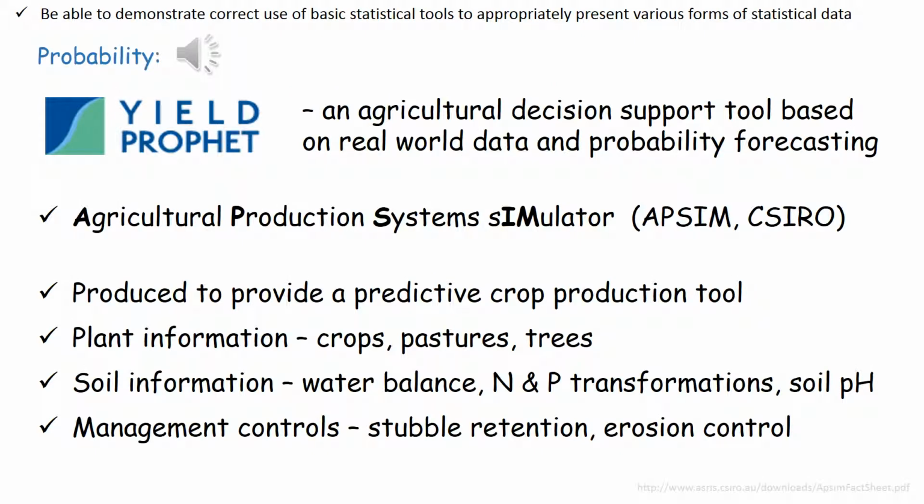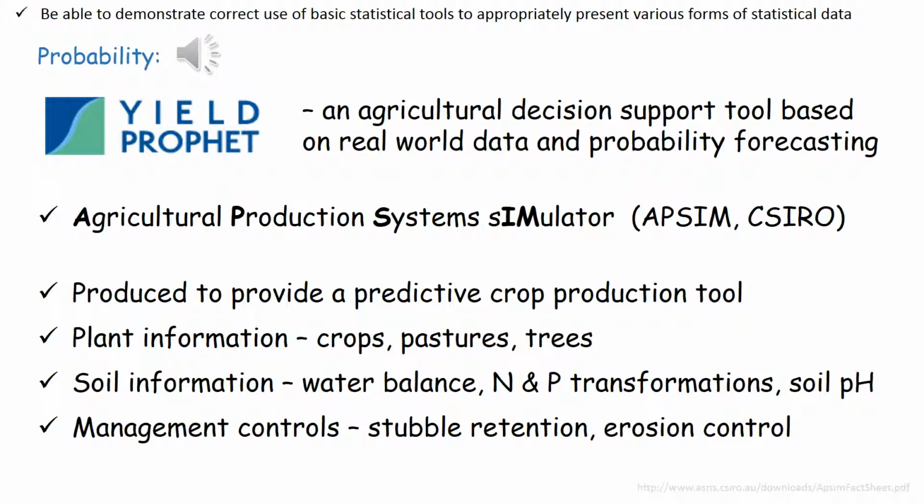Probability is often used in models. In predictive forecasting, we use historical information to work out what are the chances of something occurring or not occurring based on what has happened in the past. Such a model is Yield Prophet, developed by CSIRO. It's an agricultural decision support tool that uses current day scenarios and probability forecasting.